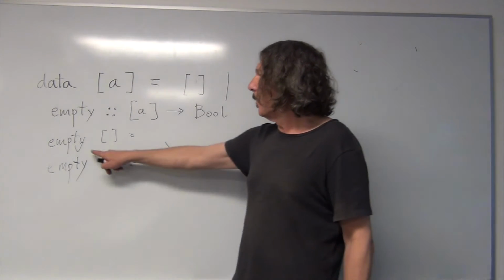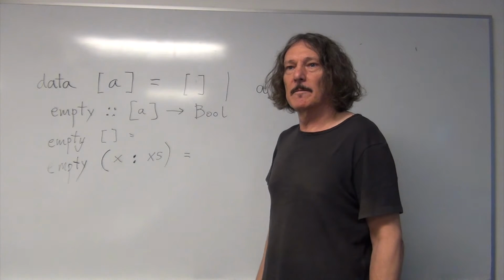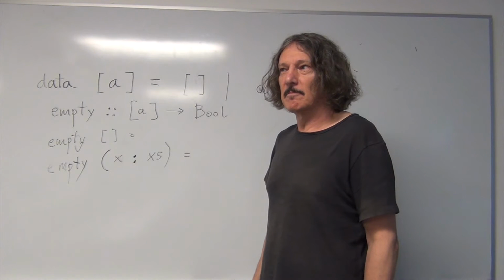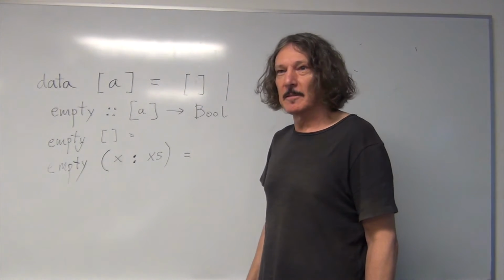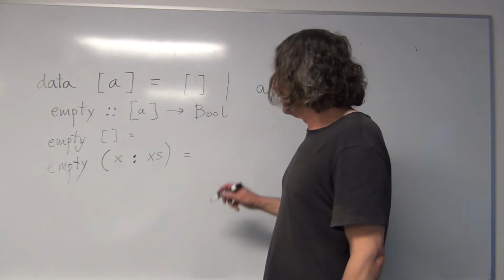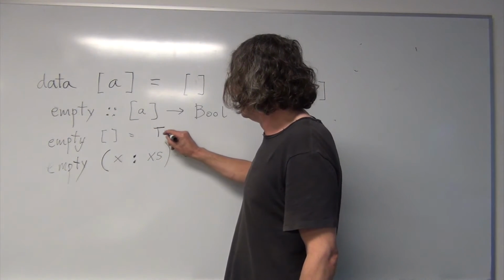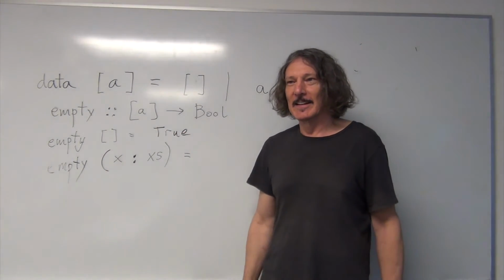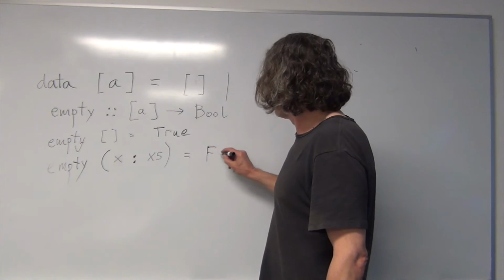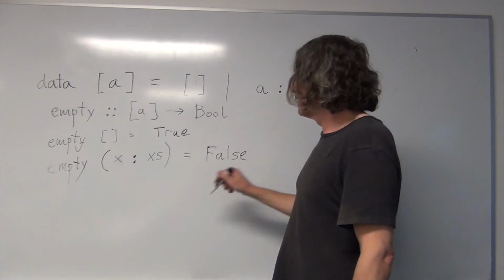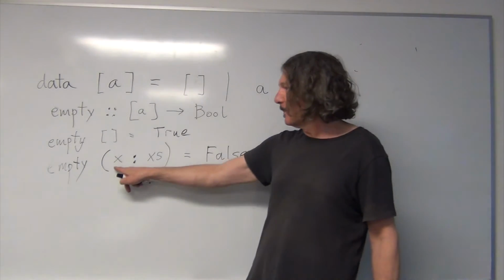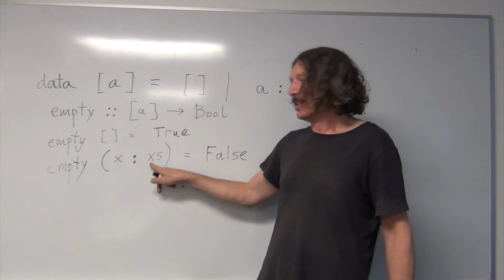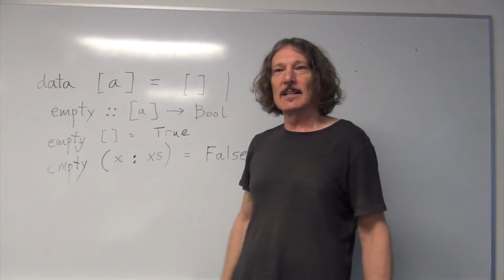Okay, so now what should empty of an empty list return? Is an empty list empty? People are nodding. Let the record show that people are nodding that it should be true. And in this case, what should we return? False. It's non-empty. A list that matches this pattern can never be empty because it has at least one element, the head. The tail could be empty, doesn't matter, but at least one element is there.